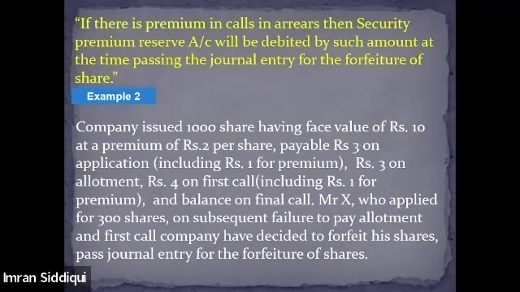Let me first of all read this question. Example 2 says: company issued 1,000 shares having a face value of ₹10 at a premium of ₹2 per share, payable ₹3 on application, 3 on allotment, 4 on first call, and balance on the final call. Mr. X, who applied for 300 shares, on subsequent failure to pay allotment money and first call, the company has decided to forfeit his shares. Pass the journal entry for the forfeiture of shares. Okay, let's do it.